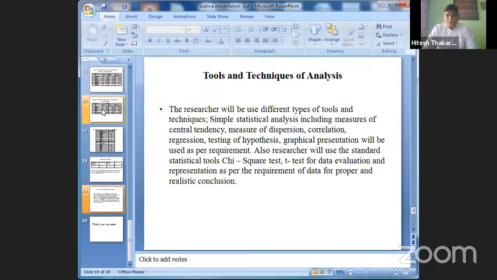Tools and techniques of analysis. The researcher will use different types of tools and techniques. Simple statistical analysis, including measure of central tendency, measure of dispersion, correlation, regression, testing of hypothesis, graphical presentation will be used as per requirement. Also, researcher will use the standard statistical tools, chi-square test, t-test for data evaluation and presentation as per the requirement of data for proper and realistic conclusion.